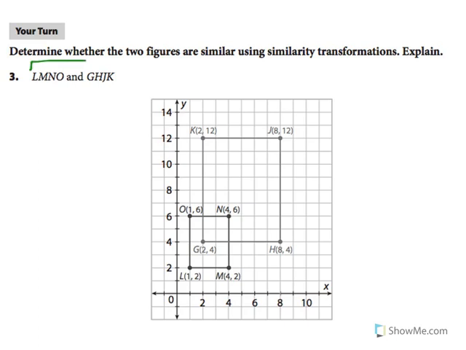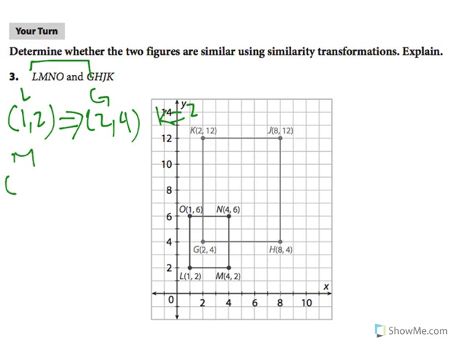We know that L is going to G, so the coordinate for L is 1 and 2, and the coordinate for G is 2 and 4. So we know that the K factor is 2. All right, let's see if it works for M. So the coordinate for M is 4 and 2, and M will go to H, so then the coordinate for H is 8 and 4. So then 2 times 4 is 8, and 2 times 2 is 4, so it worked.